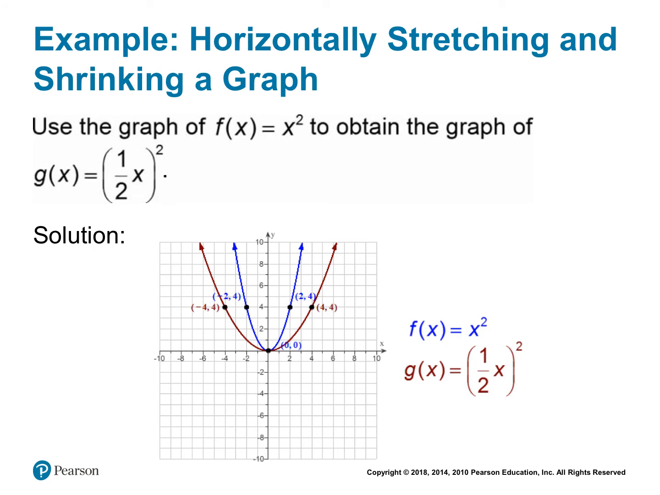So here is another example. The half is on the inside of the parentheses. So my blue one is the normal parabola. And then when I multiply by 1/2 on the inside, it's going to make it stretched out. So the red one is wider than the original one.